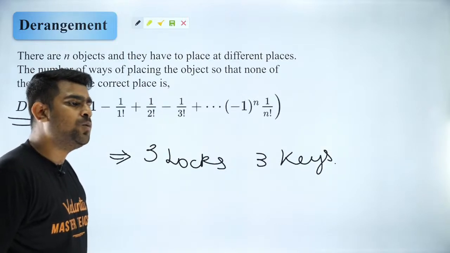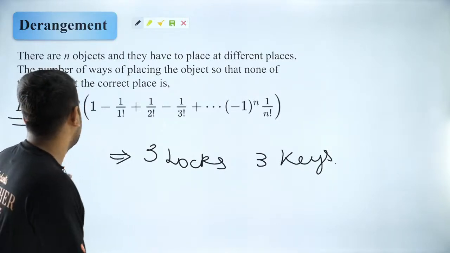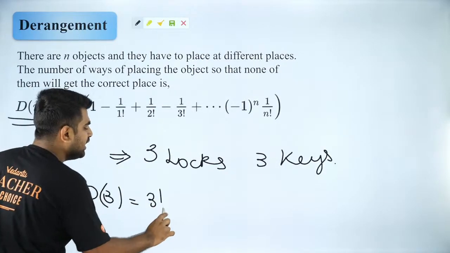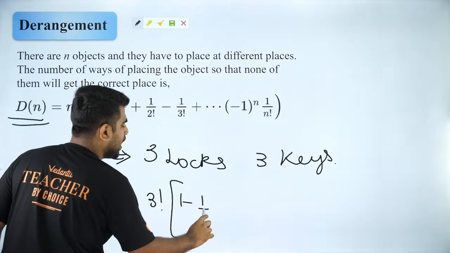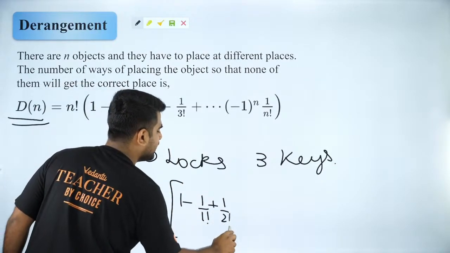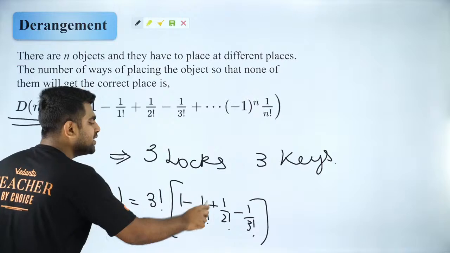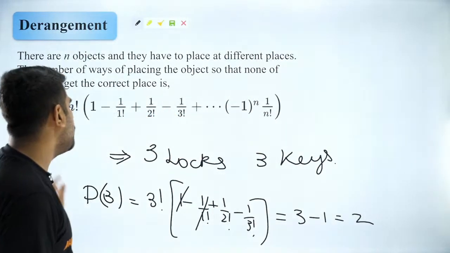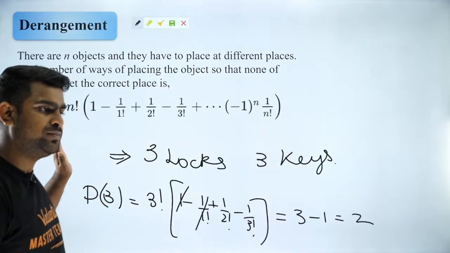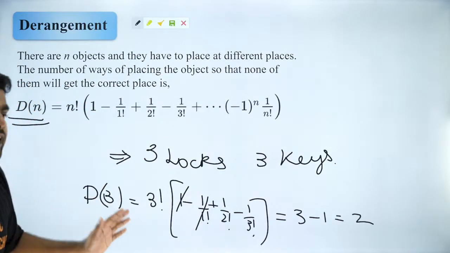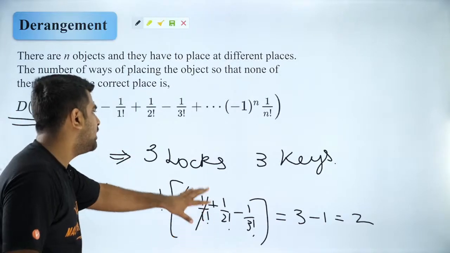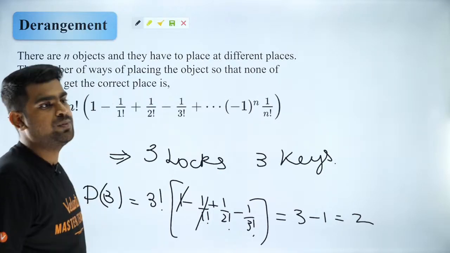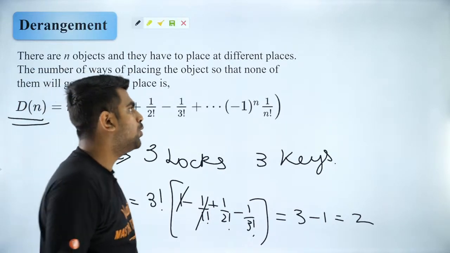Okay. So now let's try to understand. What is the number of derangements of 3 objects? The number of derangements of 3 objects is 3 factorial into 1 minus 1 by 1 factorial plus 1 by 2 factorial minus 1 by 3 factorial. So how much is that? That is nothing but 3 minus 1, which is 2. So there are only 2 ways in which it can happen. Are you guys clear with it? So there are 2 ways in which the locks and the keys can be mismatched. Are you able to follow that? Yes or no?